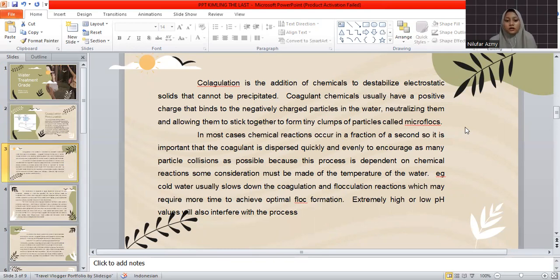Some consideration must be made of the temperature of the water. Cold water usually slows down the coagulation and flocculation reaction, which might require more time to achieve optimal floc formation. Extremely high or low pH levels will also interfere with the process.